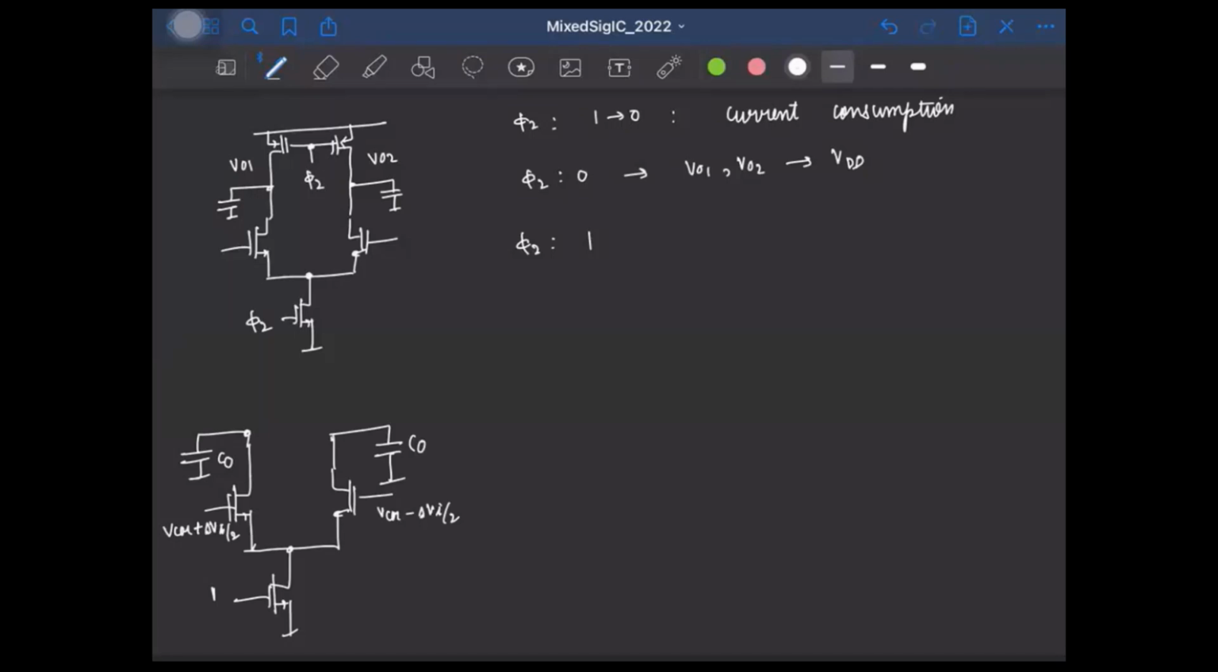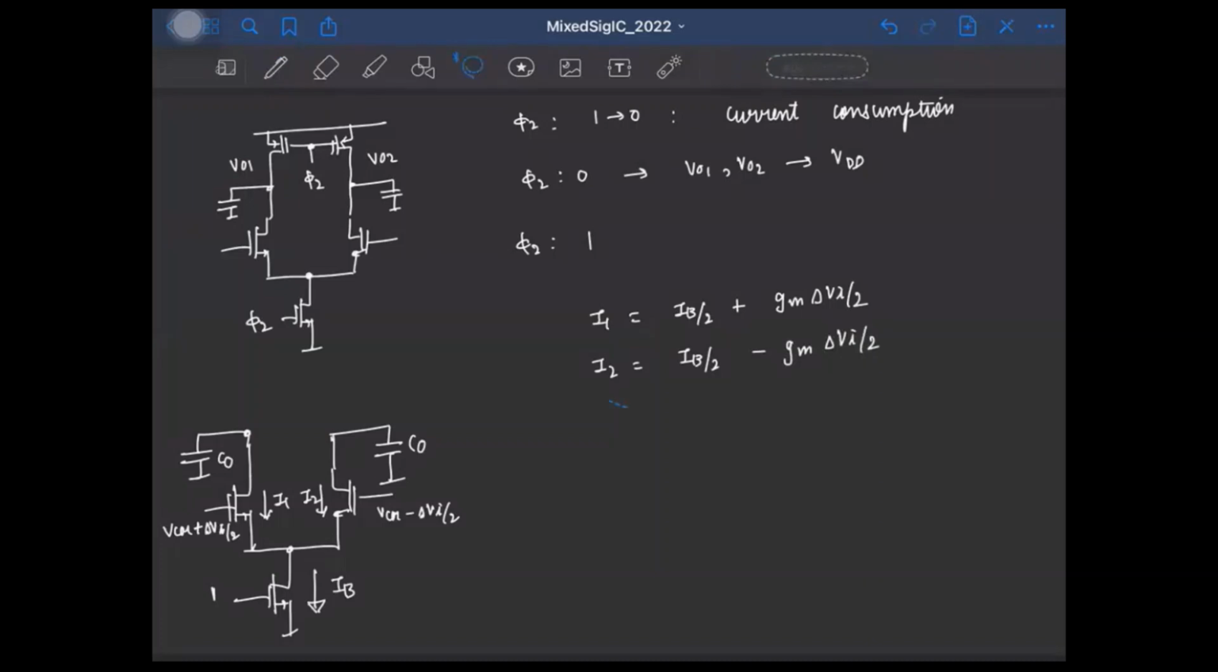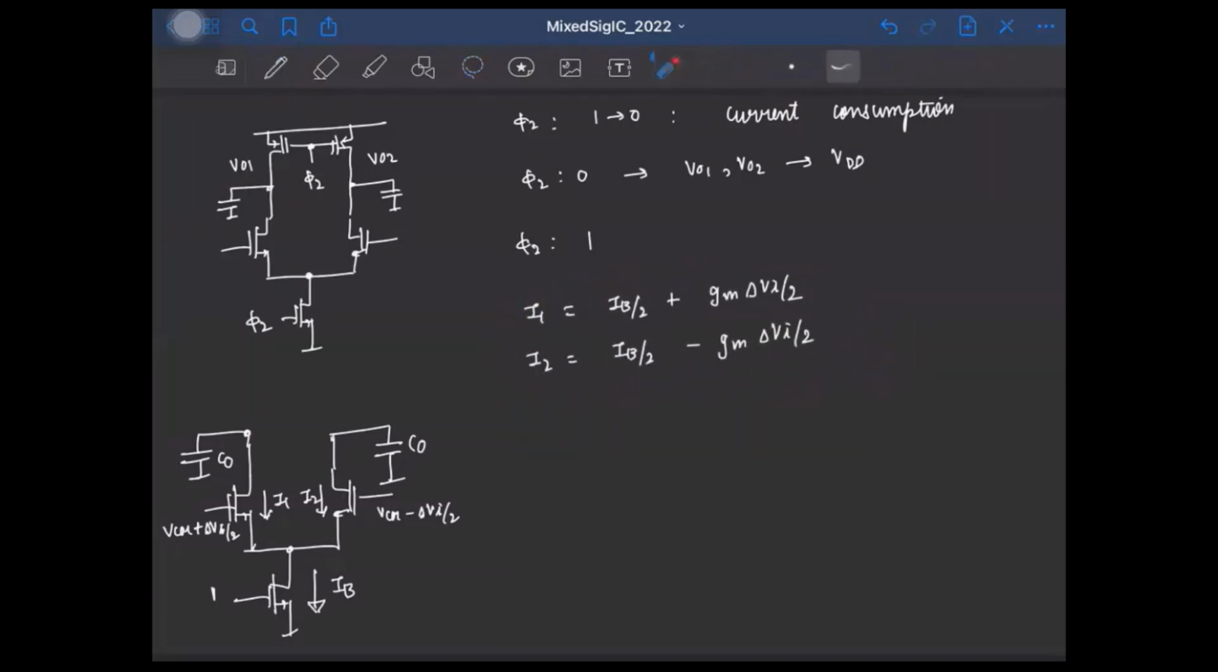So now what will happen? Let us say when this transistor is on, if the current it takes is some IB, what will these 2 currents, I1 and I2, be? Well, I1 will be IB by 2 plus GM delta VI by 2, right? And similarly, I2 will be IB by 2 minus GM delta VI by 2, right? So how will the output voltages VO1 and VO2 look like?